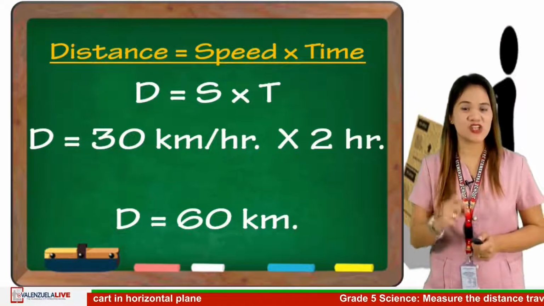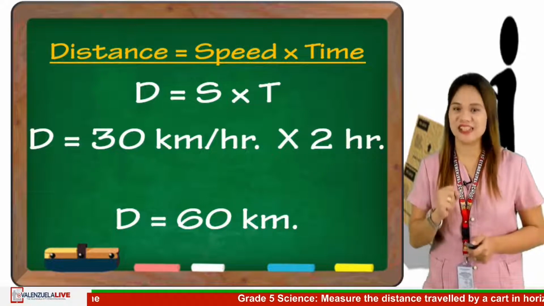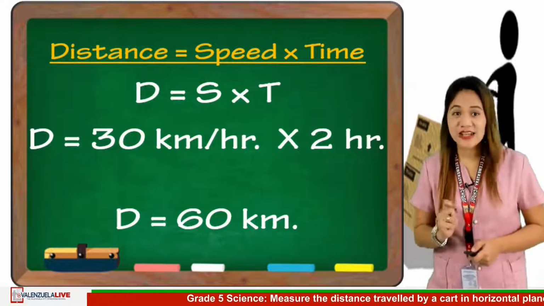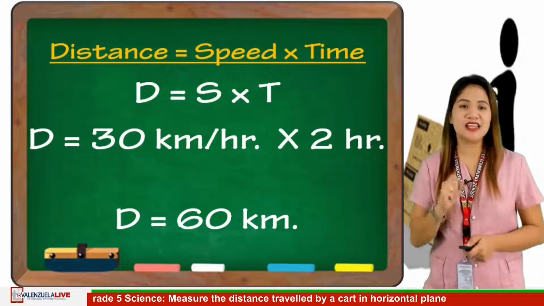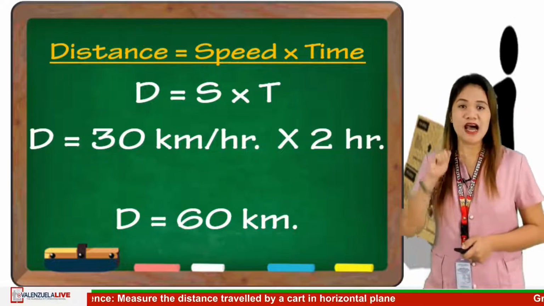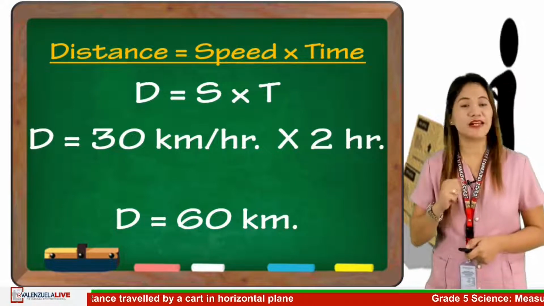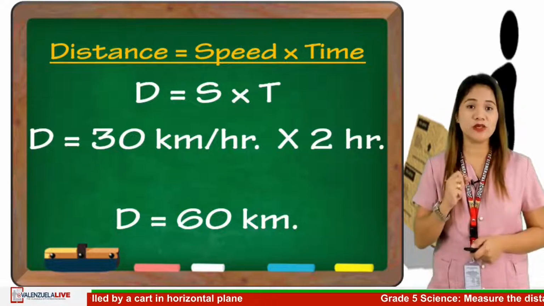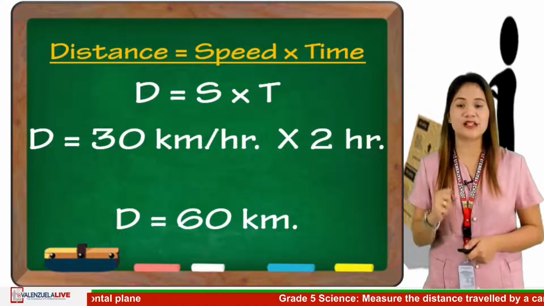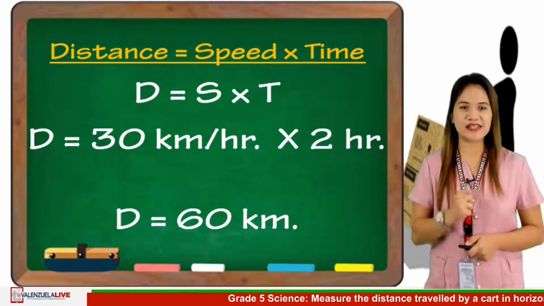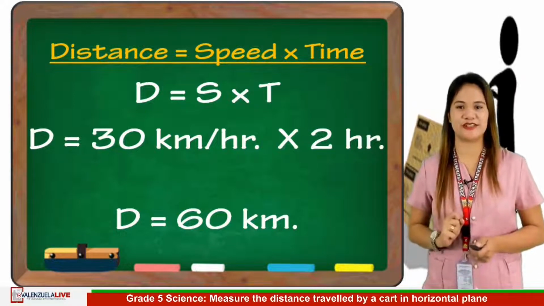Once again, kids, remember the formula used in measuring distance. Distance is equal to speed multiplied by time. In this problem, the speed is 30 kilometers per hour and the time is 2 hours. So we are going to multiply 30 kilometers per hour by 2 hours, and the correct answer is 60 kilometers.